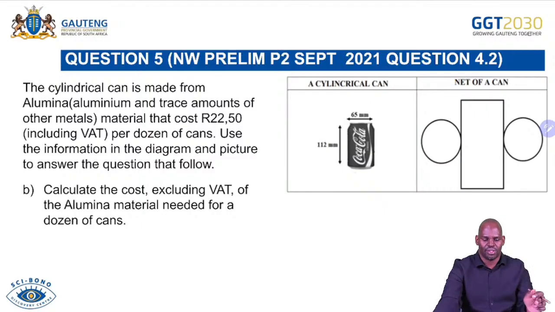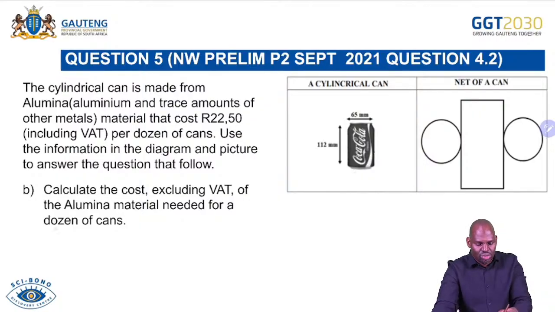Okay, then still on the very same question, taken from Northwest Prelim Paper 2, September 2021, this was question 4.2. The cylindrical can is made from alumina, a material that costs R22.50, including VAT, per dozen of cans. Use the information in the diagram and picture to answer the questions that follow. Calculate the cost, excluding VAT, of the alumina material needed for a dozen cans.